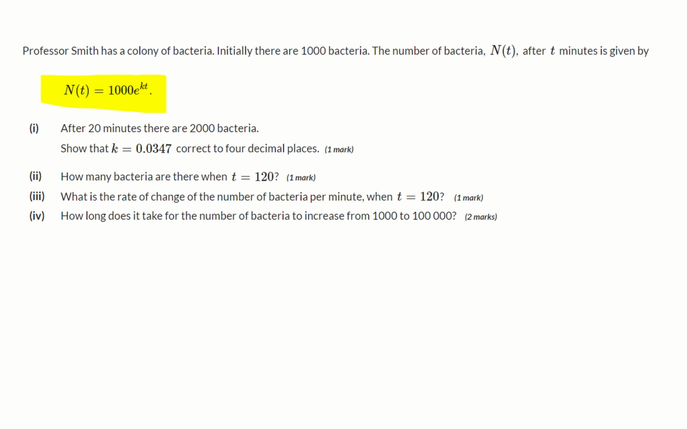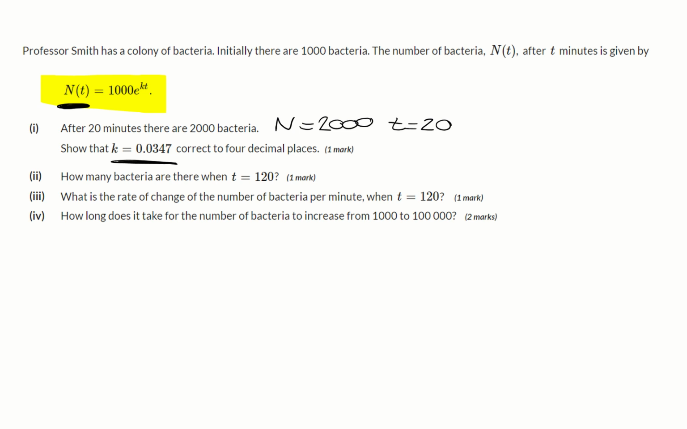We have to show that k is this value to 4 decimal places, and it tells us that after 20 minutes there are 2,000 bacteria. So instead of P for the population, they're using N for the number of bacteria. Because I don't like words, I like numbers, I'm just going to tell myself straight away, okay, so when N is 2,000, t equals 20. So it's like a point, in other words, a piece of information in numbers now.